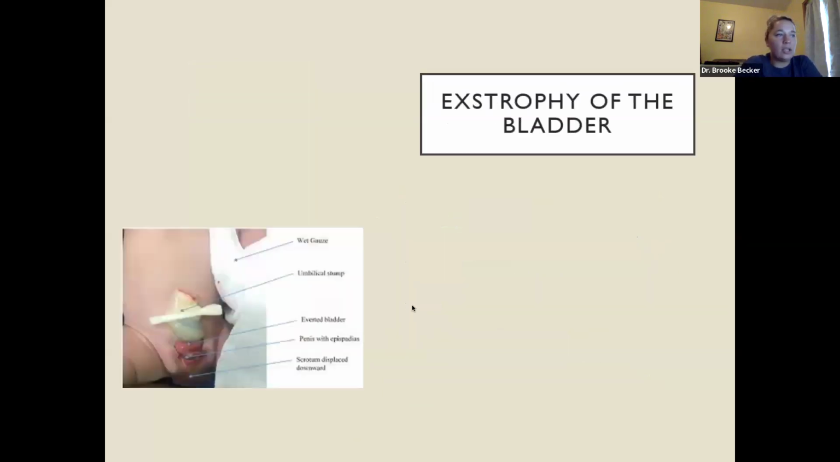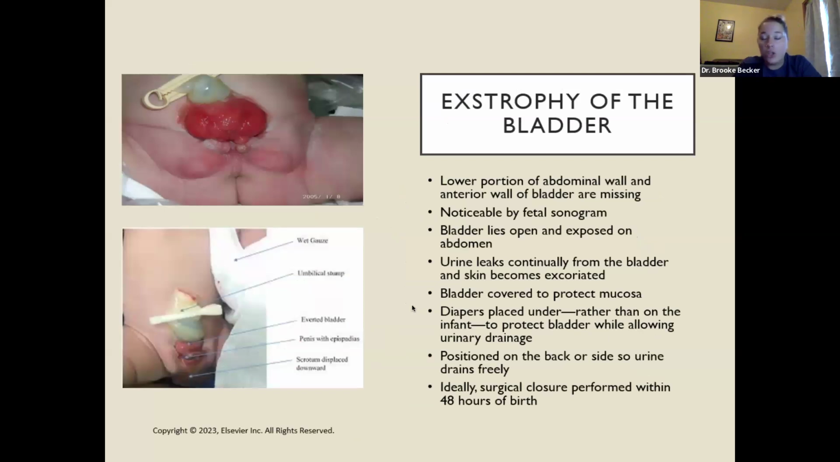If you guys have questions, just stop me. Okay. Exstrophy of the bladder. This is when the bladder is actually outside of the abdominal wall. And they usually notice this on fetal ultrasound.